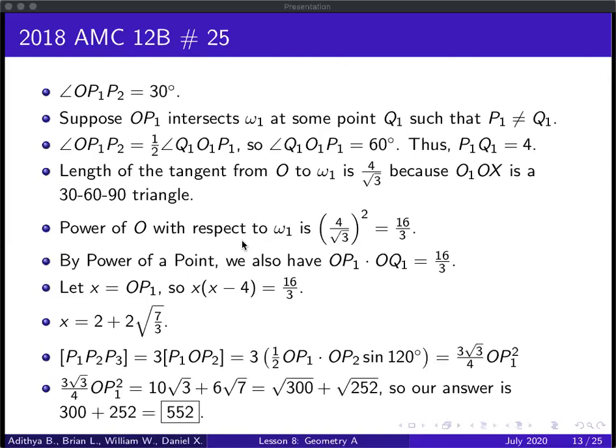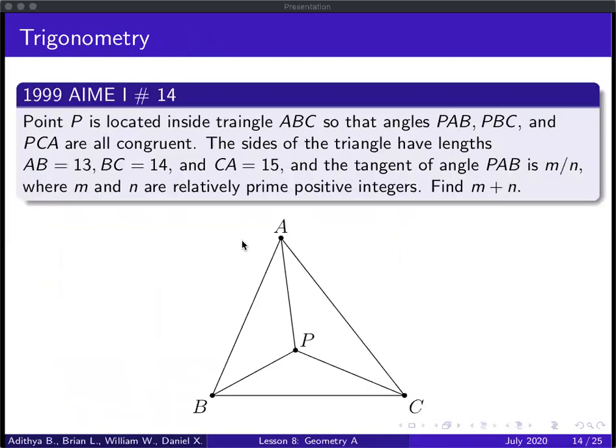All right, so we'll move on to our final trig question for today.